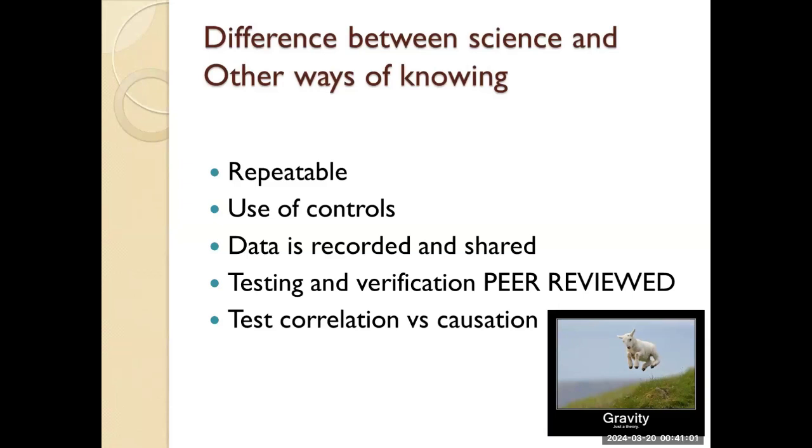But the reason why science is to date the most useful tool we have in critical thinking and assessment is because it is repeatable. You document exactly what you did and how you did it. And that information is available. Science uses controls. We have checks and balances along the way to make sure that this model works as envisioned. The data is recorded and shared.